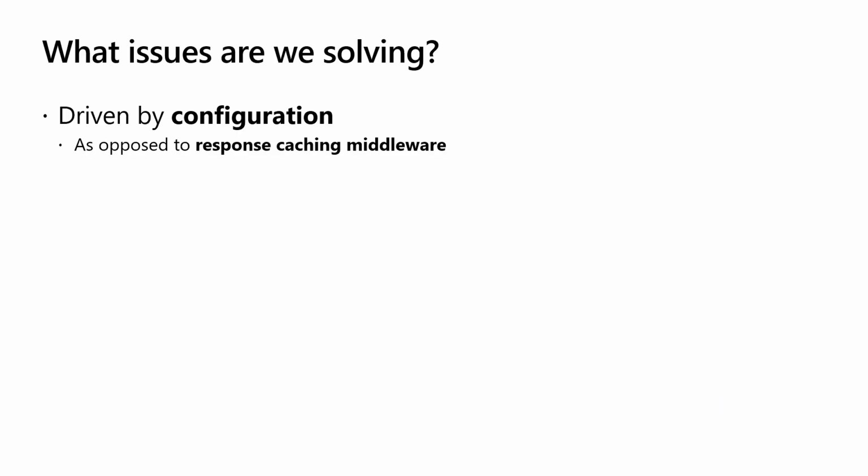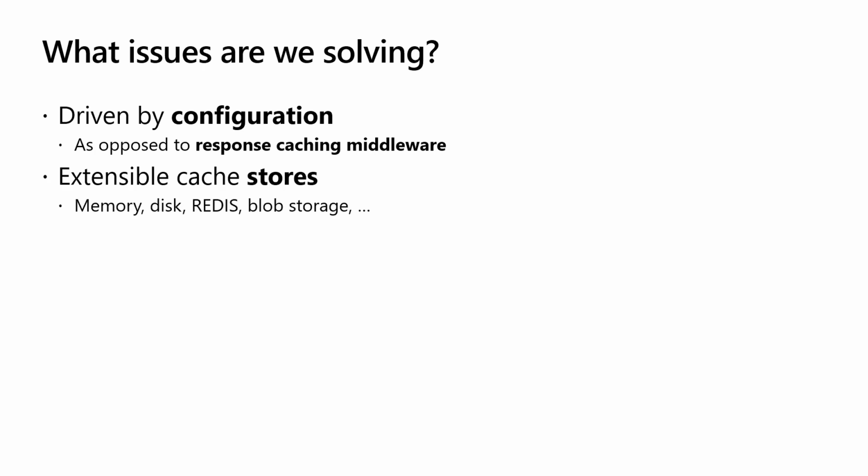So those headers might be confusing if you need to customize the cache, because you might not want to take them into account. So with output caching, you can just configure how you want it to behave, and it will just follow what you ask for and won't take those headers into account.